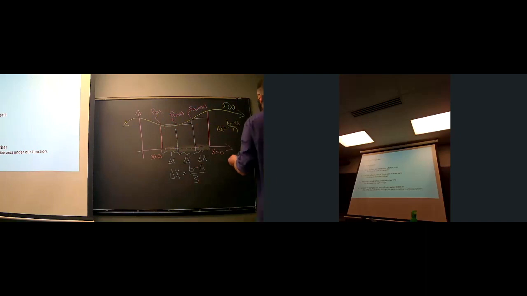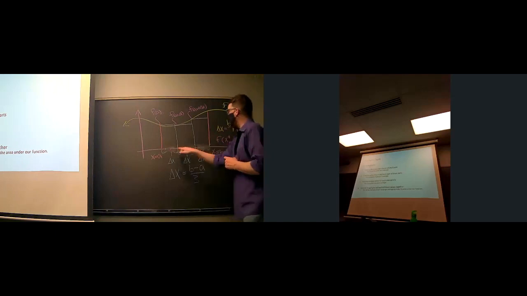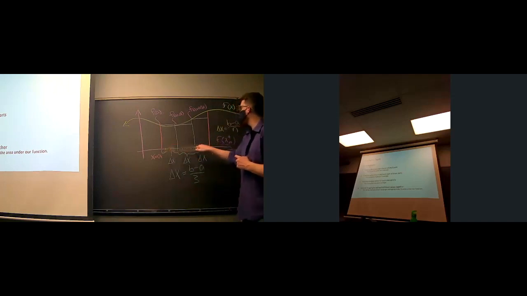We generalize it by just saying f of x star n. This is how we generalize it, just to say, based on however you're going to pick your x values from each of these intervals, you want the nth one every time, right? So n equal to 1, n equal to 2, n equal to 3, so forth and so on.